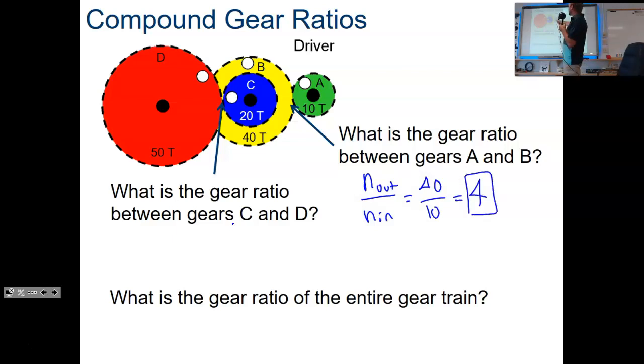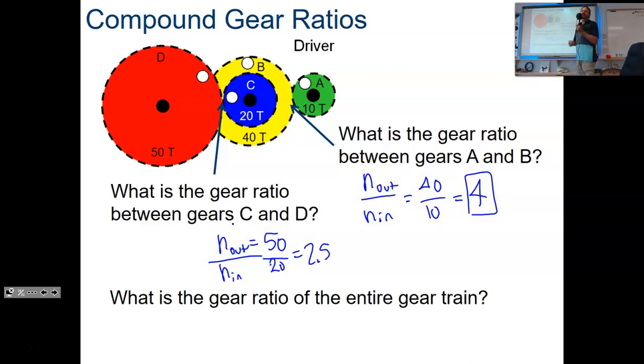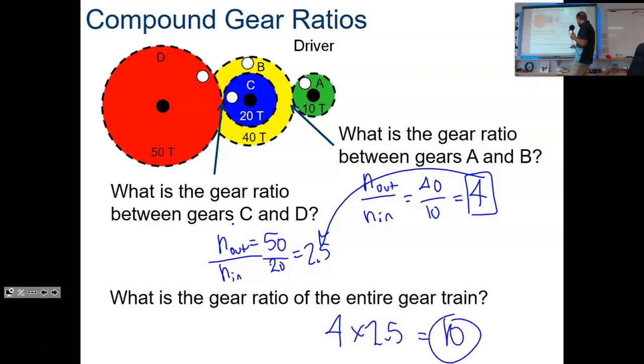Looking at the other one, it was 20 to 50. So it was 2.5. So the N out, the number of output teeth, was 50. The number of input teeth is 20. 2.5. So the gear train of the entire thing, here's where you multiply them together. 4 times 2.5 is going to be 10. So this has a 10 to 1 gear ratio on the whole thing. So you can get a magnification of 10 in both your speed or your torque, depending upon which one you drive.